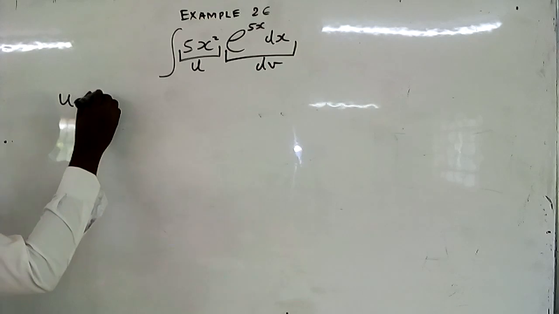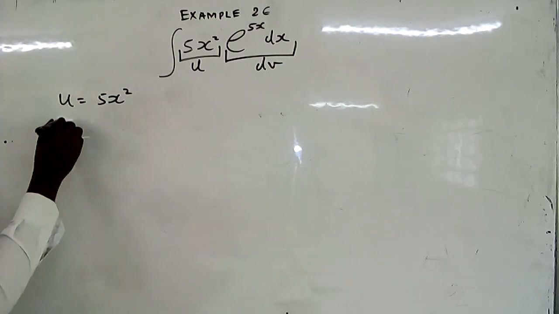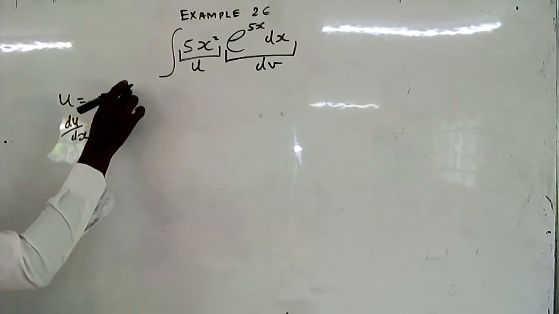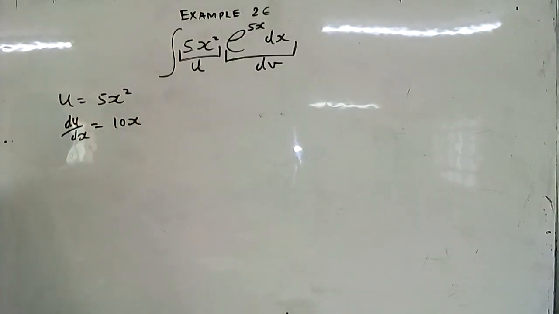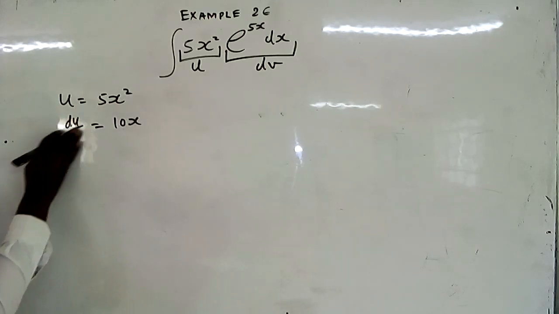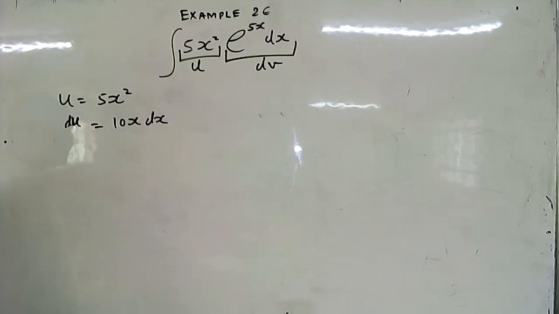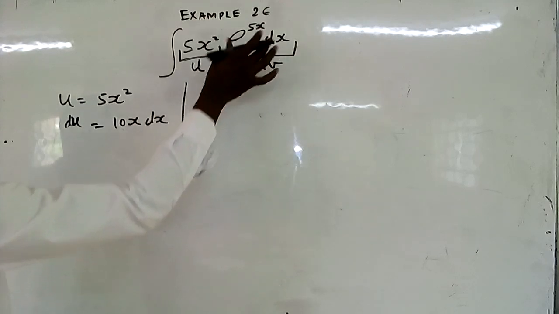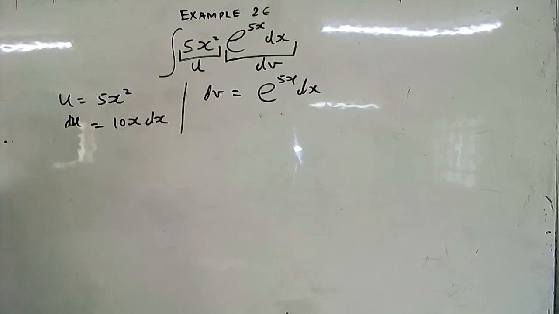u is equal to 5x squared. So if you differentiate u, what do you have? If you differentiate u with respect to x, you get 2 times 5, 10x, then you reduce the power by 1, you remain with 10x, isn't it? Are you together? So from there, if you take dx the other side, you have du is 10x dx. We're done with that.